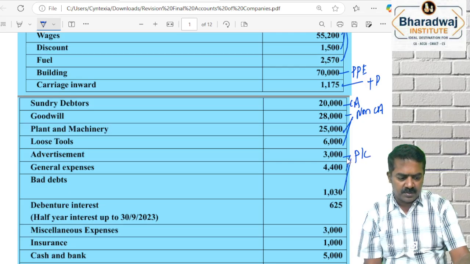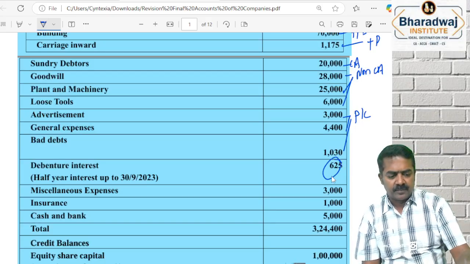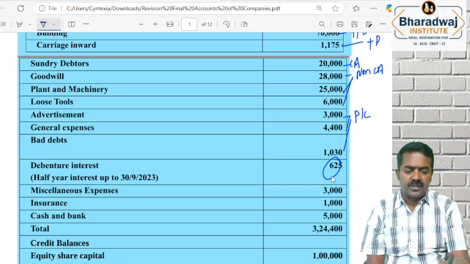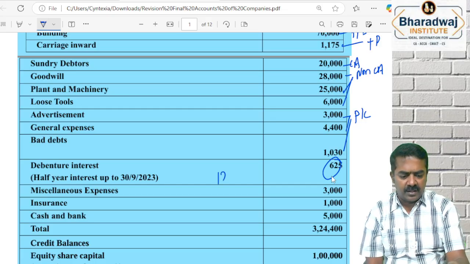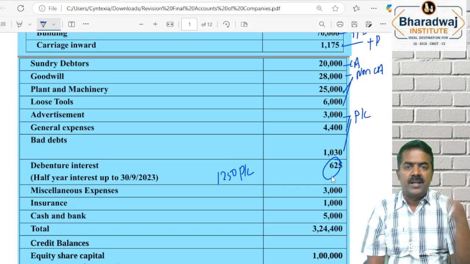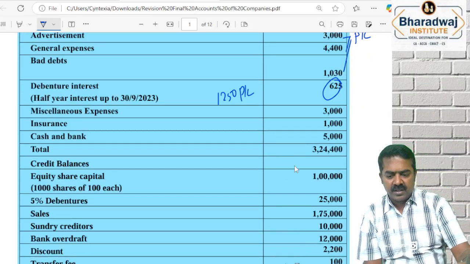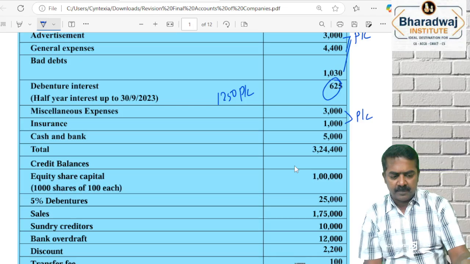General expenses, bad debts. Debenture interest paid only for the half year, which means half year if it is 625, for full year it would have been 1250. 1250 is what we are going to charge in P&L account. That remaining 625 we will show it in other expenses, that is liability side we will show. Miscellaneous expenses, insurance, everything will come in P&L account. Cash and bank, it will come in current asset.